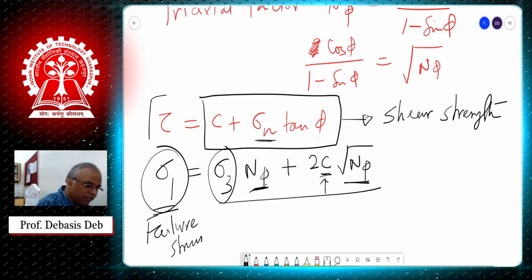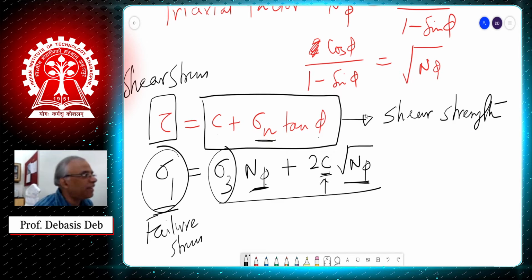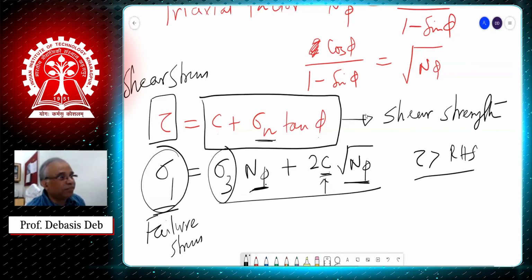And this one we call shear stress. So when does the rock fail then? When tau is greater than the right hand side, that means the strength, then the rock fails. So when the left hand side, which is tau, is more than the right hand side, that means C plus sigma tan phi, the rock fails. As long as strength is more than the stress, the rock will not fail.